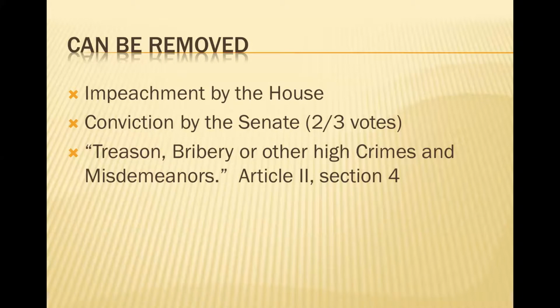The Constitution says that the president can be impeached for treason, bribery, or other high crimes and misdemeanors. And it's that language, other high crimes and misdemeanors, that has been quite controversial. Is perjuring yourself, for example, regarding your affair with an intern, a high crime and misdemeanor? Obviously, in Clinton's case, the Congress said yes. Clinton did not believe that it was that serious. In any case, this is a major check that Congress has on the president.